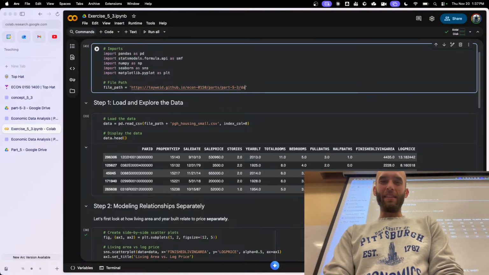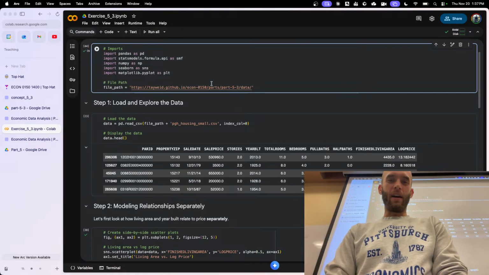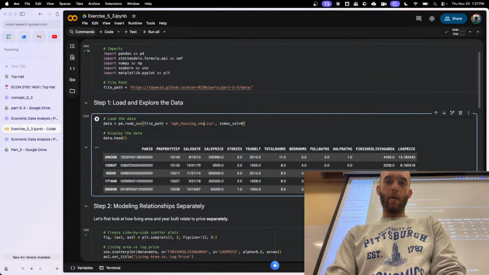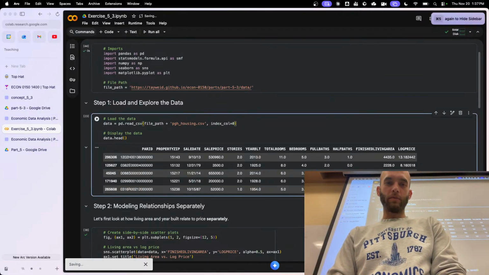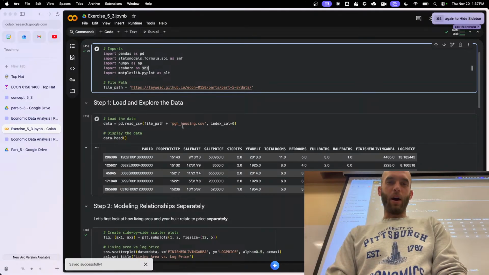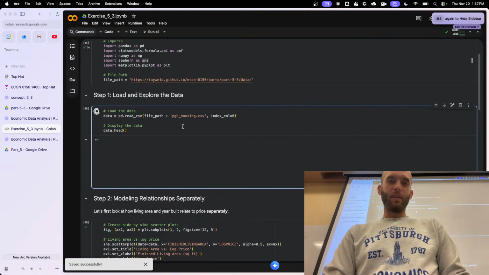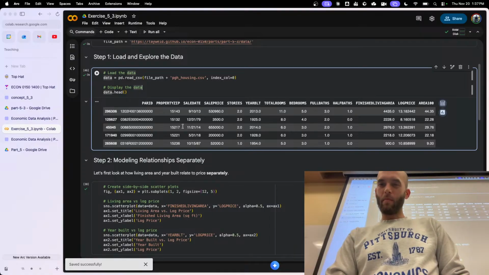Okay, so let's actually add data to the end of this. All right, so I'm just going to import this data, and we can take a look at it.